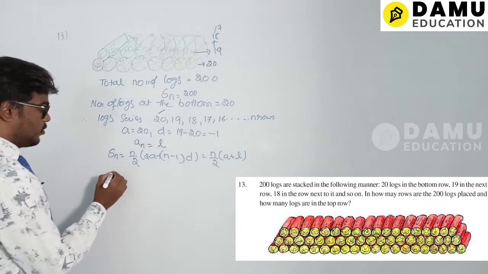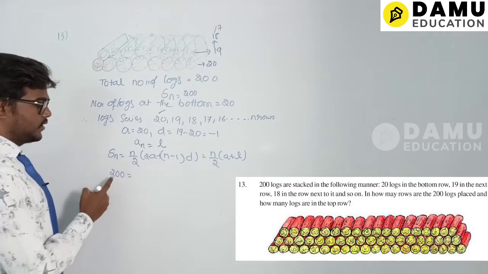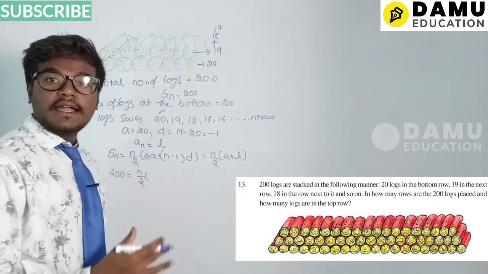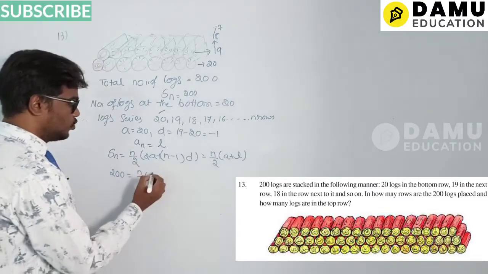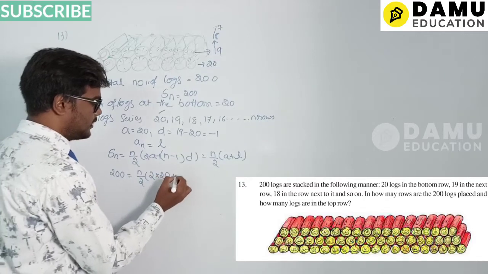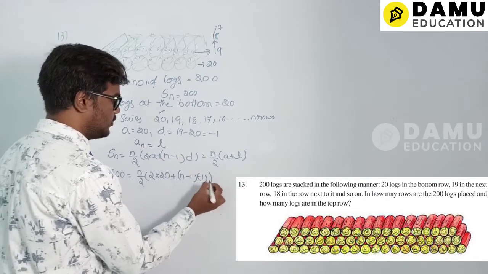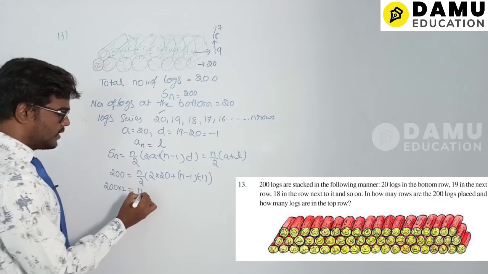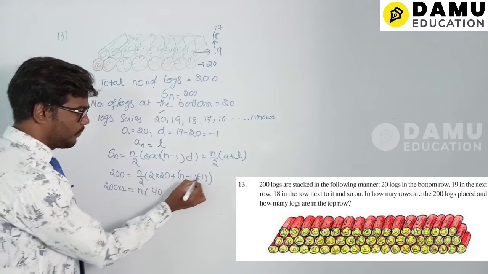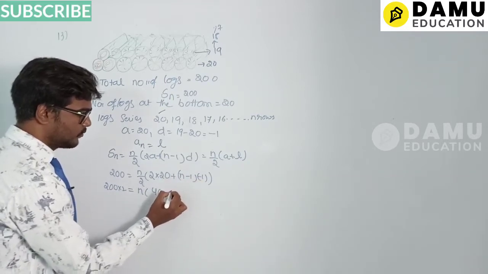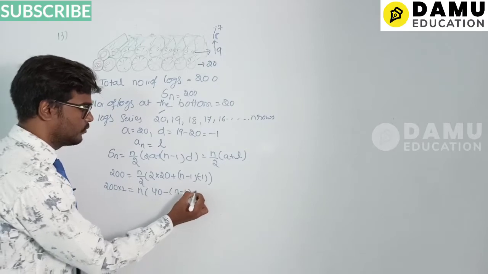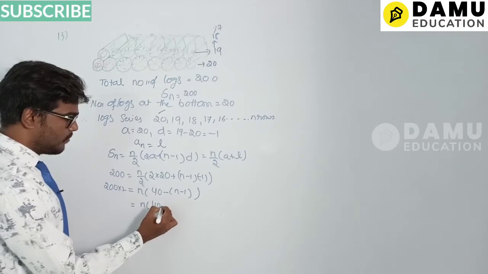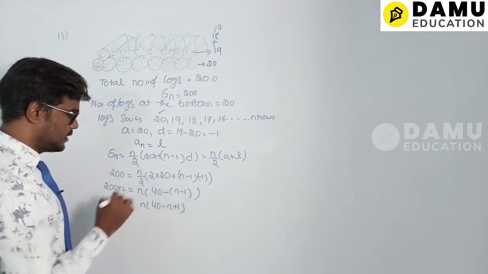So the sum of n logs will be equal to, let's substitute, that is 200. Then n by 2, we don't know n. What is the number of rows? We don't know. So for that we are going to keep n as it is. 2 into 20 plus n minus 1 into minus 1. So 2 into 200, 200 into 2, n into 40 plus into minus, so minus n minus 1. So plus into minus, that is the case. So n into 40 minus n plus 1.